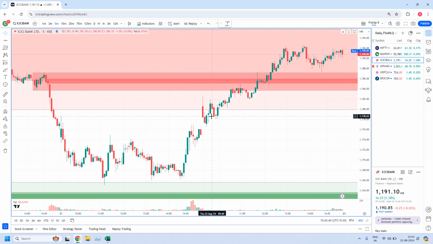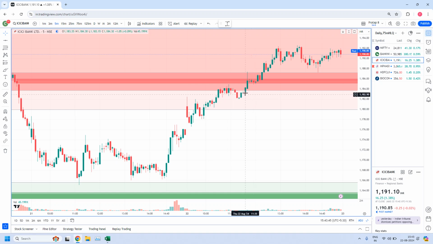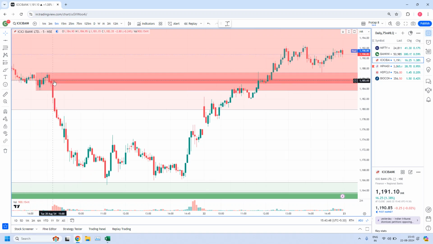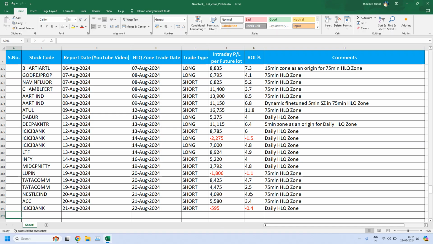Okay, we have to accept the stop loss, because once in a while zones will be stopped out. This is a 5-minute zone, and the risk is also very minimal. That is the reason we got a very minimal loss from this stock. We got a 595 rupees loss as per one futures lot margin. It is a negative ROI of minus 0.4% based on one futures margin cost. So it's a minimal loss for this particular stock, but it is stopped out.